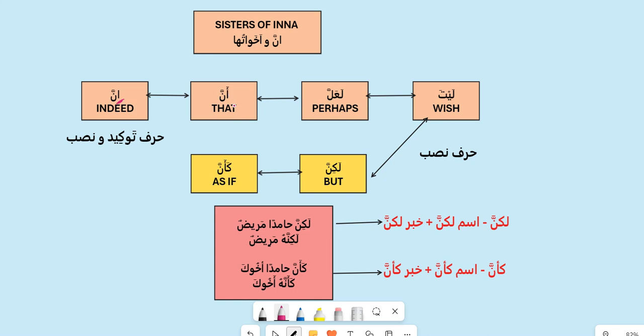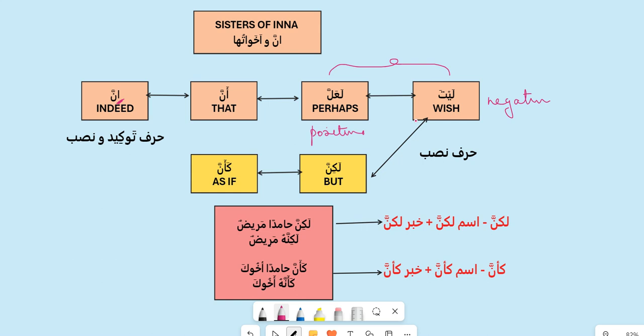Laita means wish. There is a difference in these two. They both are used for making wish. One is positive, la'alla, and laita is for negative wish. For example, when you want to make a positive wish, if you want to say, I hope that he is fine, I hope he is fine, that's how you use la'alla. La'alla hamidun sahihun means I hope he is healthy.